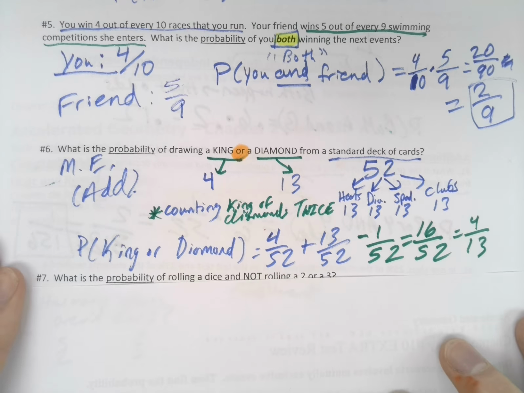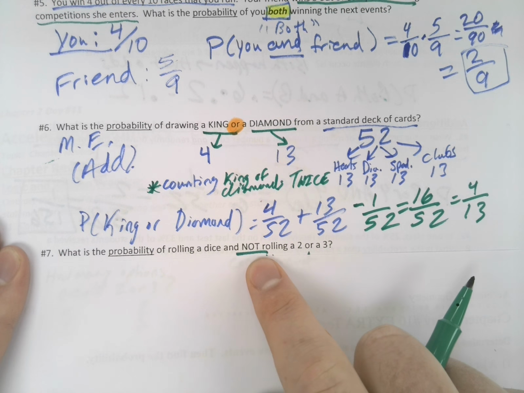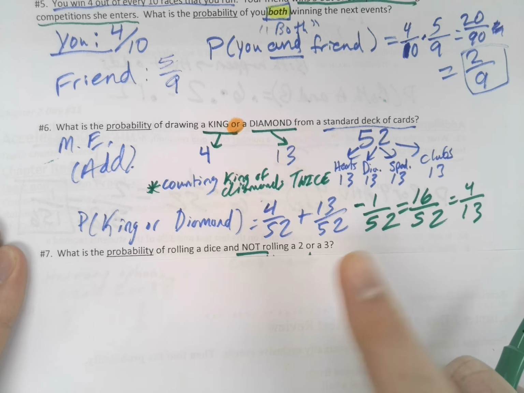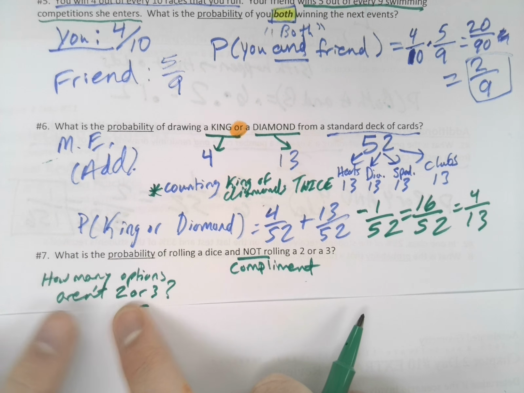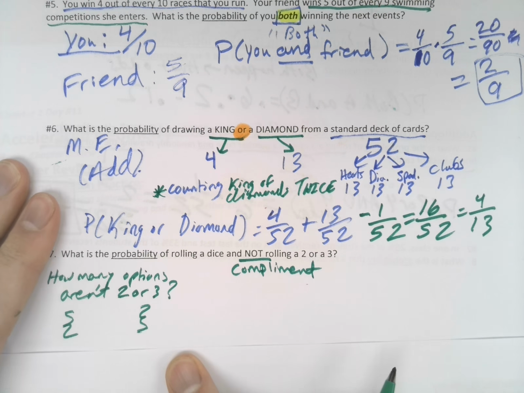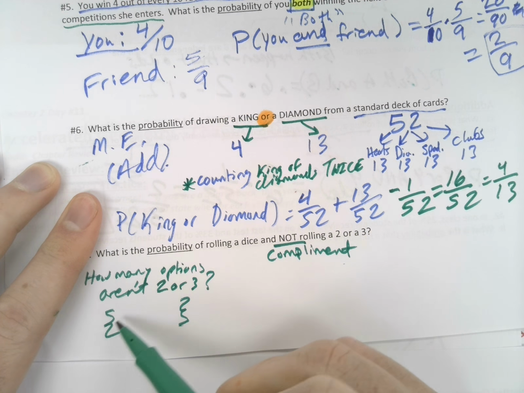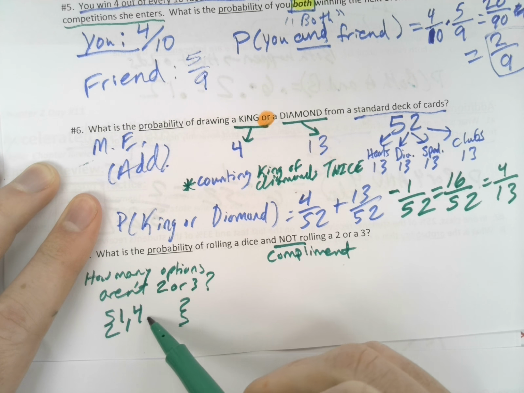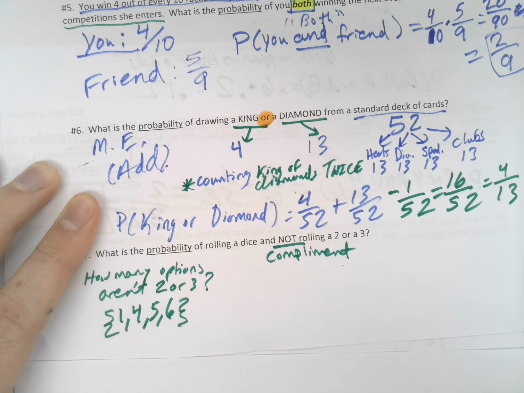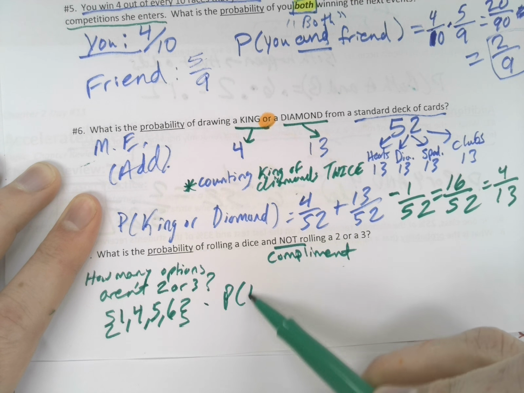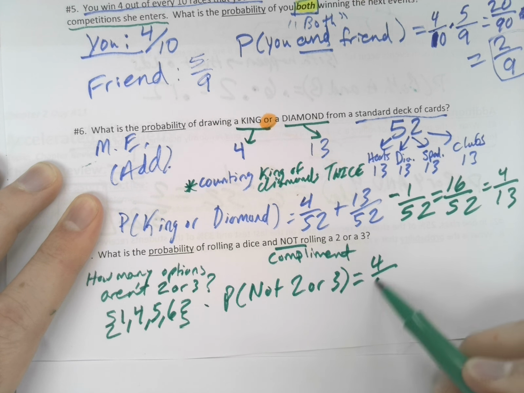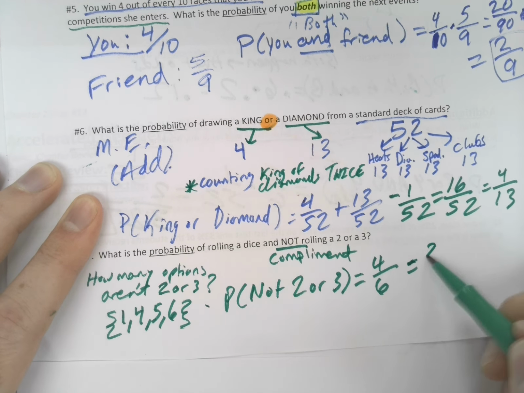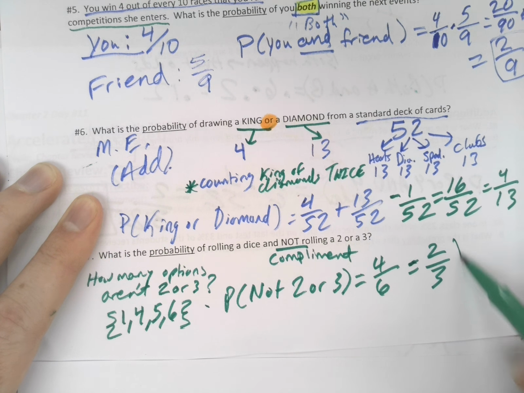Last thing, guys. What's the probability of rolling a dice and not rolling a 2 or a 3? Now throw it back to chapter 1. If we're trying to find the probability of something not happening, we call that a complement. Complements. So how many options aren't 2 or 3 is the real question. Well, if you roll a die, you could get a 1, you could get a 4, a 5, or a 6. So the probability of not getting a 2 or 3, that's 4 out of 6. That's pretty good odds. And so you're looking at, you got a 2/3 chance of not rolling a 2 or a 3.